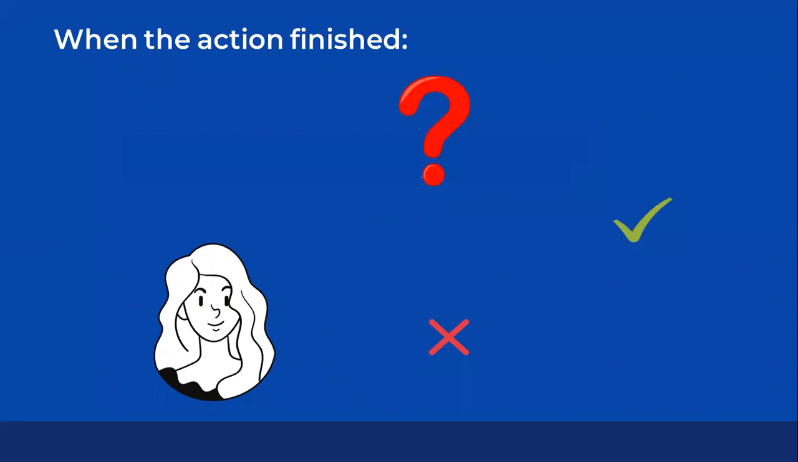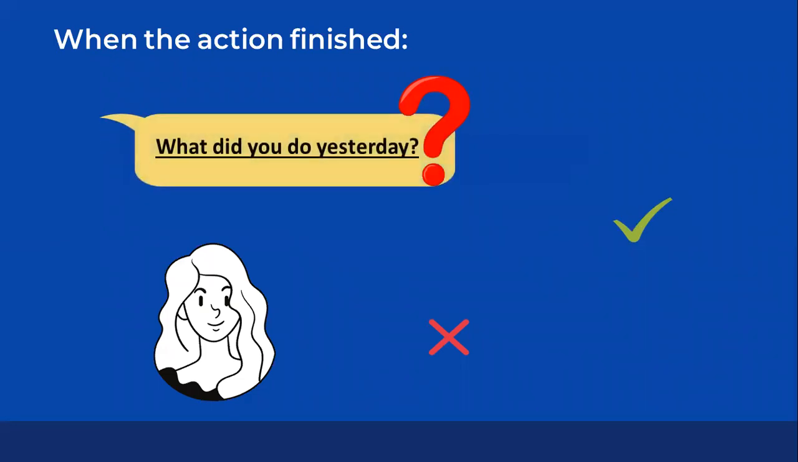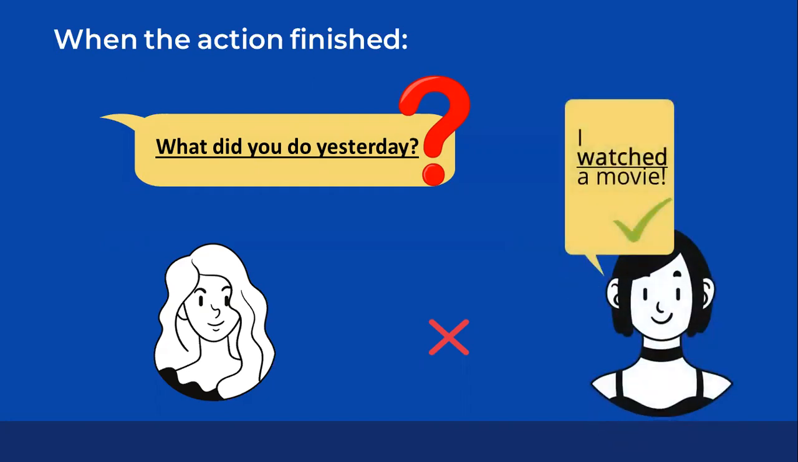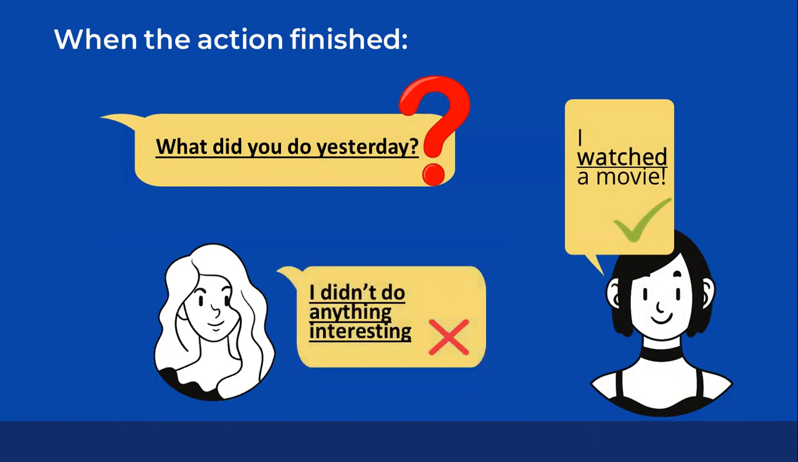Now, when the action finished, you will see these three examples. Sentence number 1: What did you do yesterday? This is a question sentence. I'm going to show you the structure. What did you do yesterday? The second one is, I watched a movie. That's an affirmative sentence. Finally, we have the third one, which says, I didn't do anything interesting.